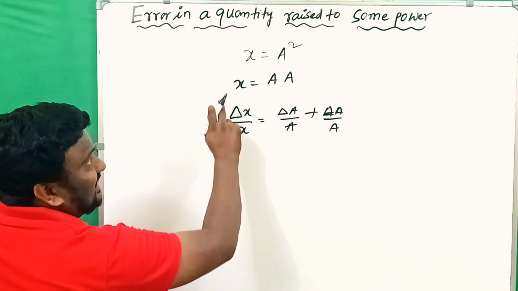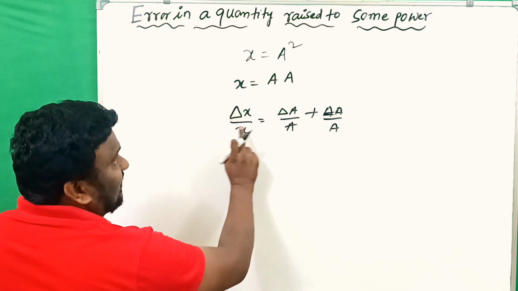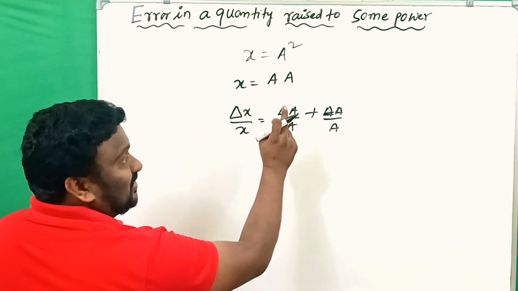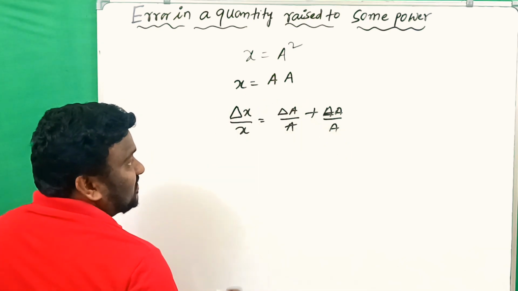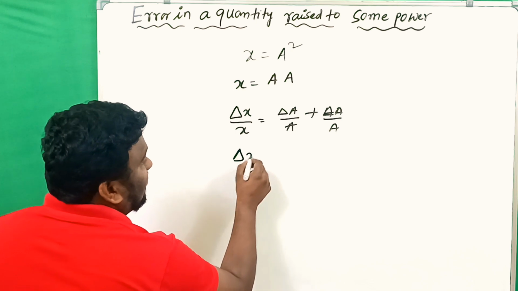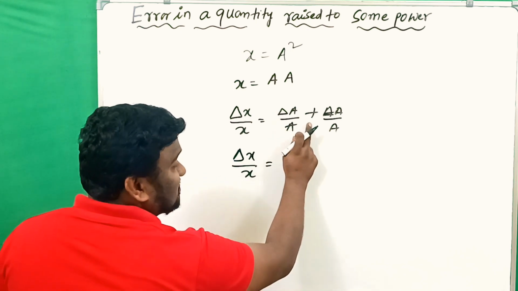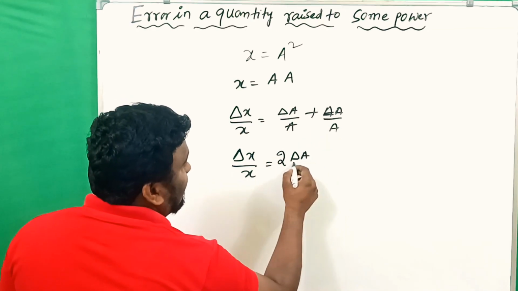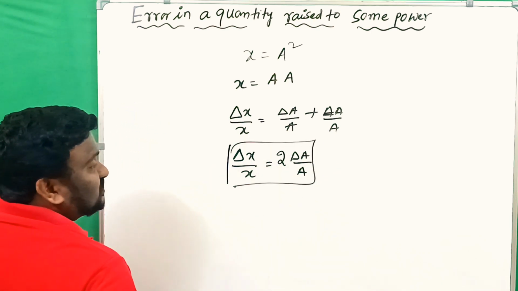Why? Because in any multiplication or product, the relative error of the result is equal to the sum of the relative errors of the individual quantities. That's why we can write delta x by x is equal to delta a by a plus delta a by a, that is 2 delta a by a. So according to this, what do we have to say?